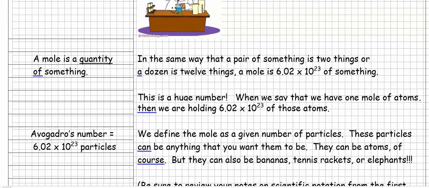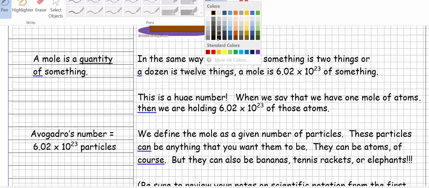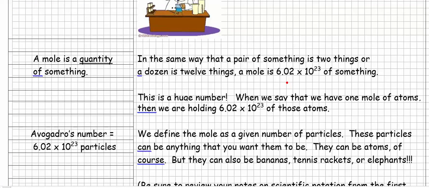So in the same way that a pair of something is two things or a dozen is 12, a mole is this number. It's 6.02 times 10 to the 23rd. Now that's an awfully big number. In fact, it's almost inconceivable how big that number is. It's 6.02 and then 23 zeros, right? But nonetheless, it is the number that is a mole.